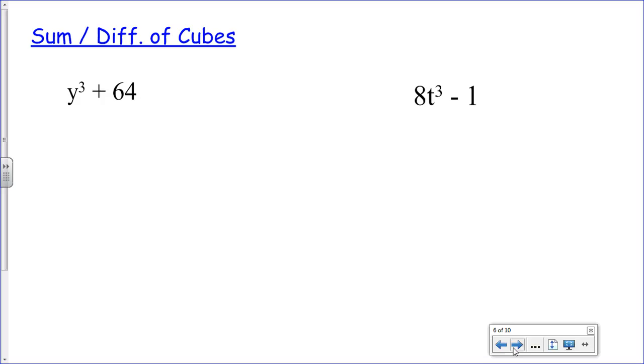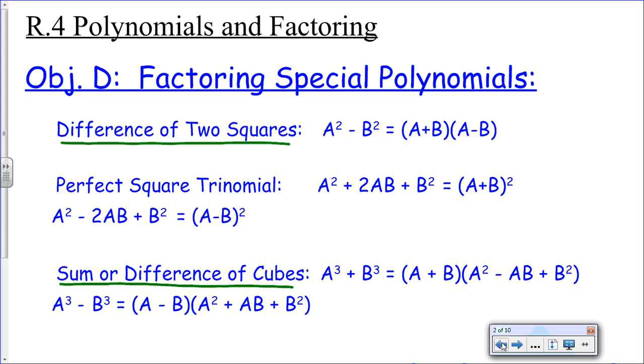Okay, let's practice sum and difference of cubes. You do have to have this memorized, how to factor these, so you want to look at that rule that you wrote at the very beginning. Okay, so I see it's a sum, so I check for perfect cubes. y cubed is a perfect cube. 64 is a perfect cube. So let's talk about A and B then, so I can look at this rule here.